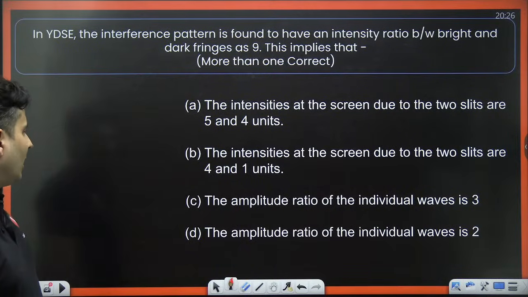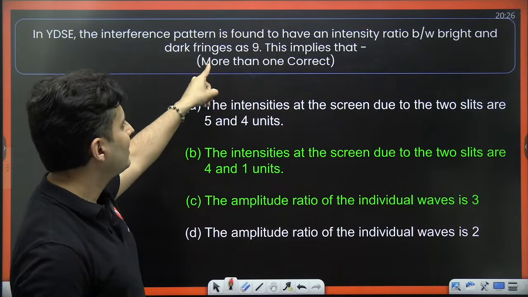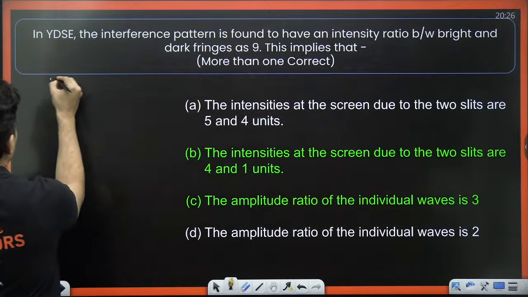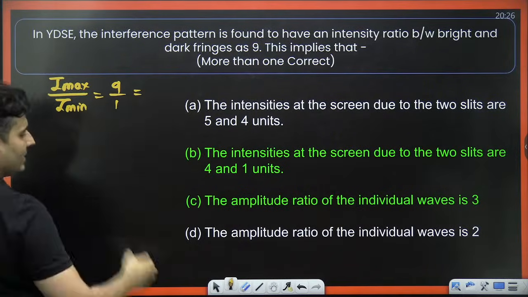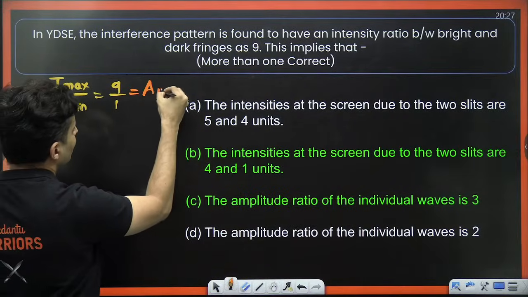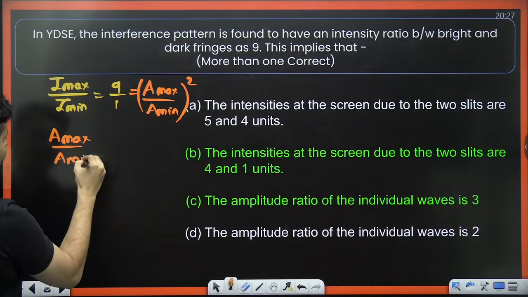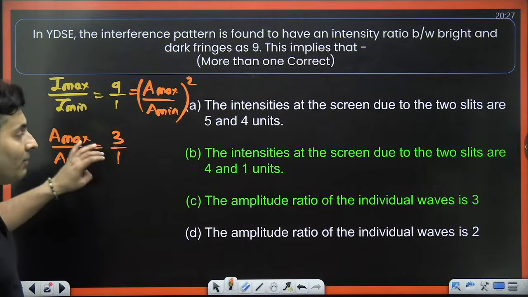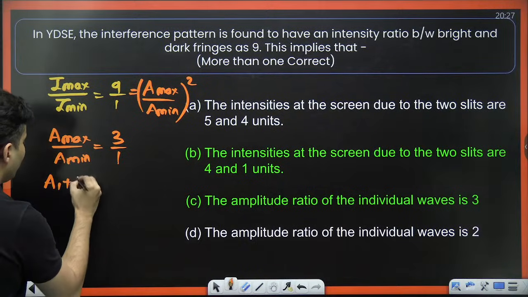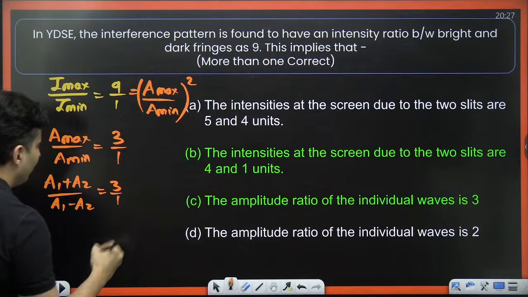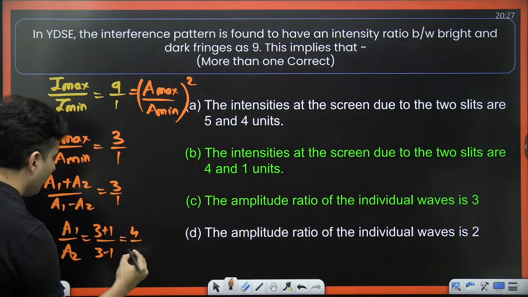The two options which are correct are option B and C. Very good if you have answered it as B and C. Why? Because if you notice, the intensity ratio between bright and dark is 9, meaning the maximum intensity upon minimum intensity ratio is 9 by 1. That intensity ratio is always proportional to the square of the amplitude. So this is A max by A minimum whole square. So A max by A minimum ratio is 3:1. In fact, A max will be A1 plus A2 and A min will be A1 minus A2, so the ratio is 3 by 1. If you do componendo dividendo, you will get A1 by A2 as 3 plus 1 by 3 minus 1, which is nothing but 4 by 2, which is 2:1.